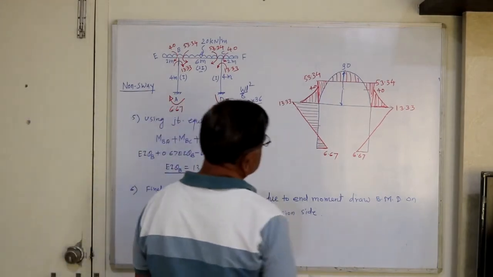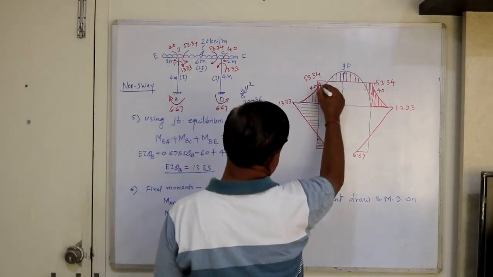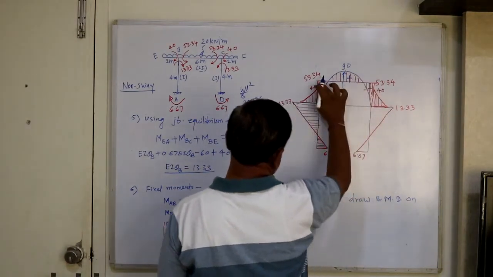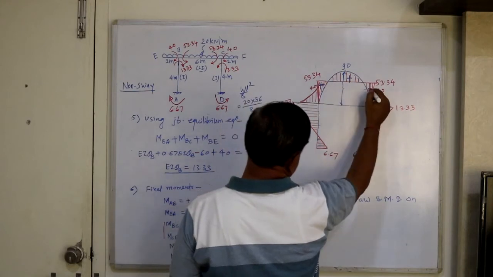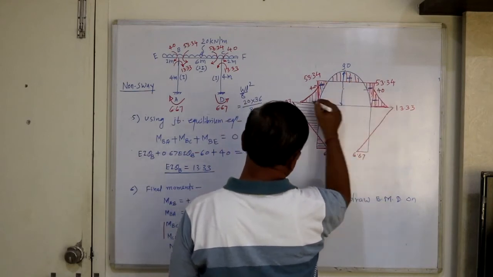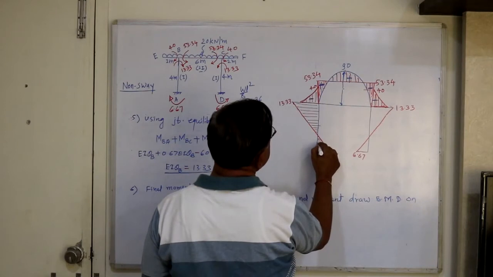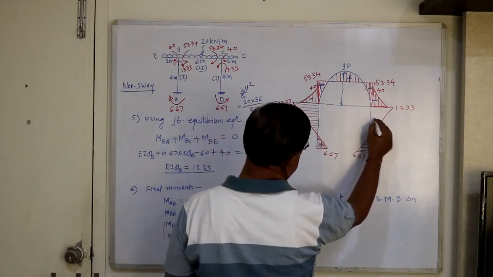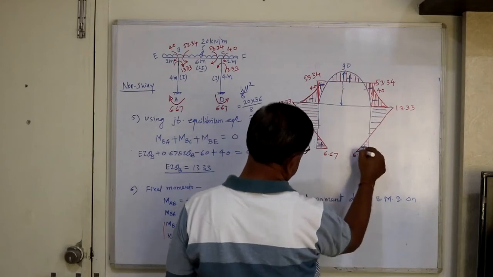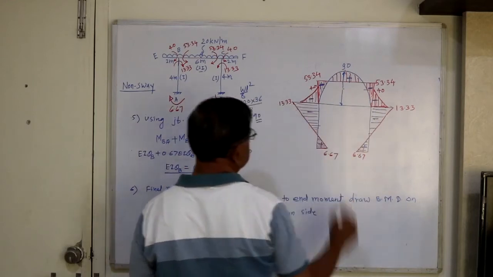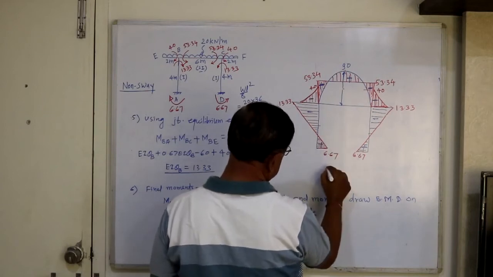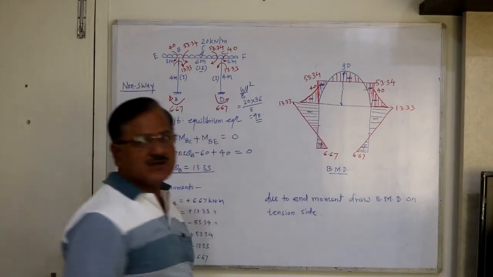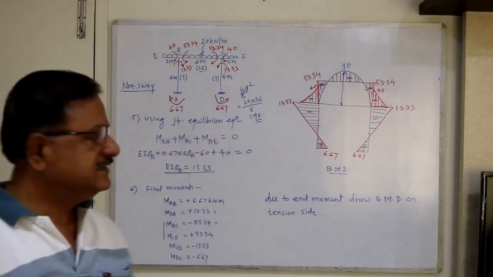So either you take, say this is positive, no, so due to loading this is positive, this portion is negative, this is negative. If this inside is positive, this is negative, this is negative. So this is the BMD. So we have to plot a bending moment diagram in this way.